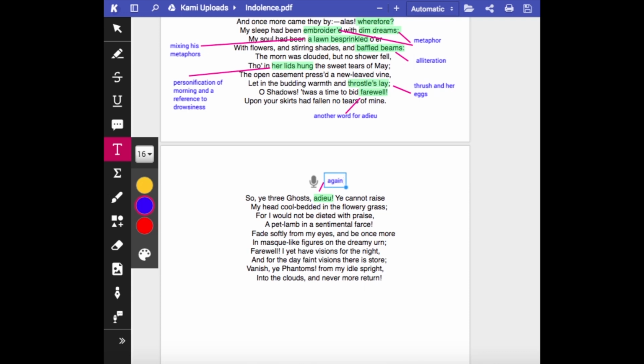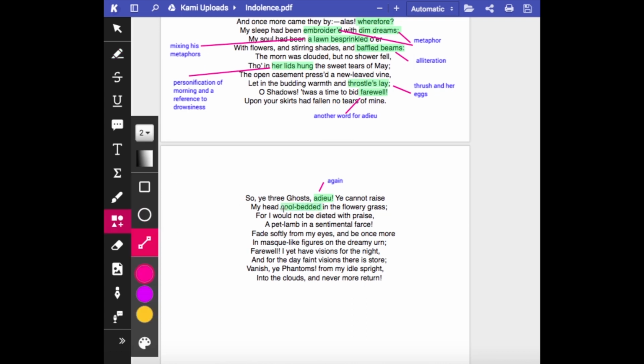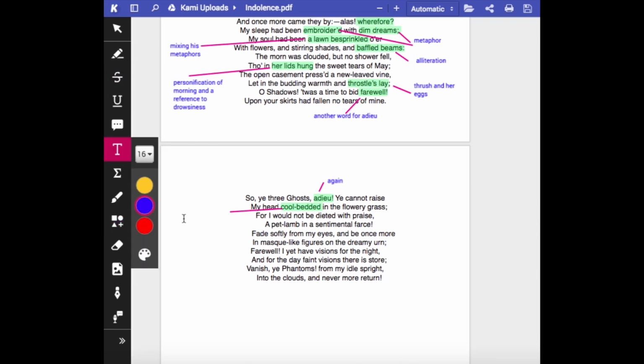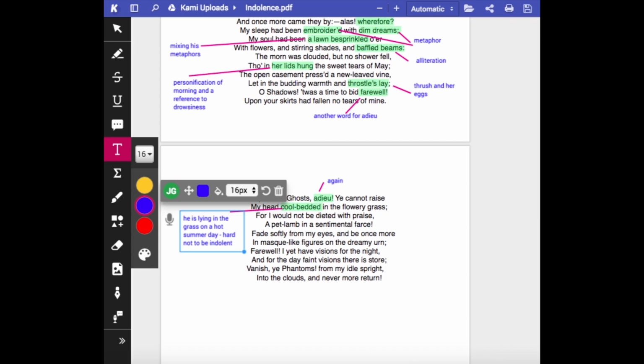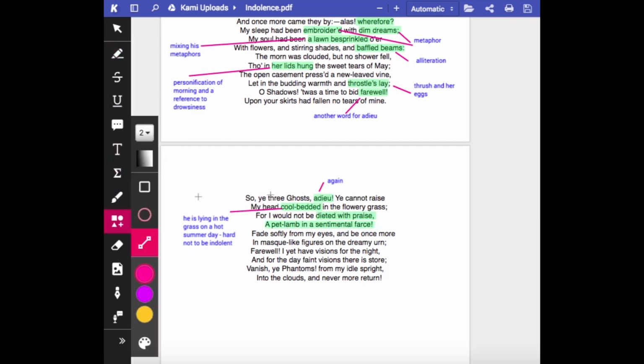So, ye three ghosts, adieu. And he likes using adieu. He uses it in a lot of poems. Elsewhere, I think I've mentioned that possibly it was this kind of mix of references and languages that made people like Byron suggest that he was a Cockney poet or a suburban poet, and that was not meant as a compliment. He then goes on, you cannot raise my head cool-bedded in the flowery grass.